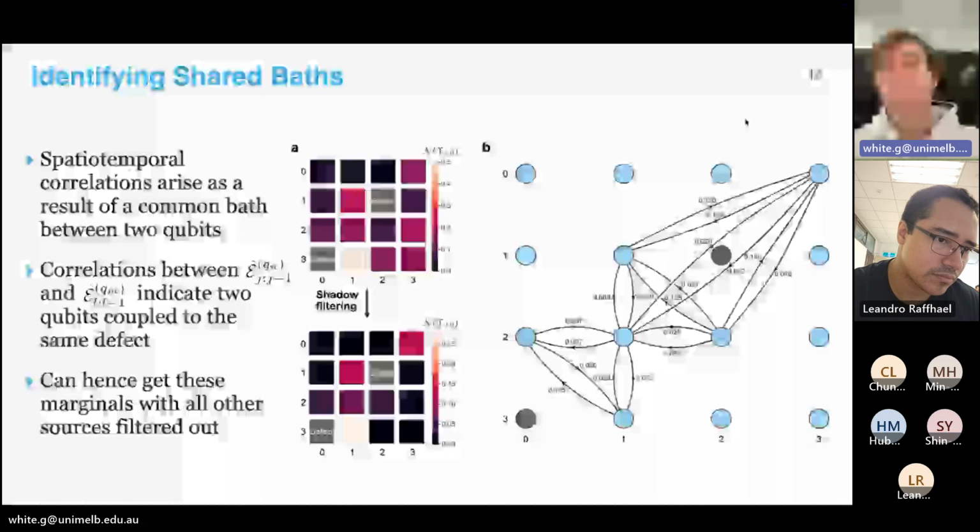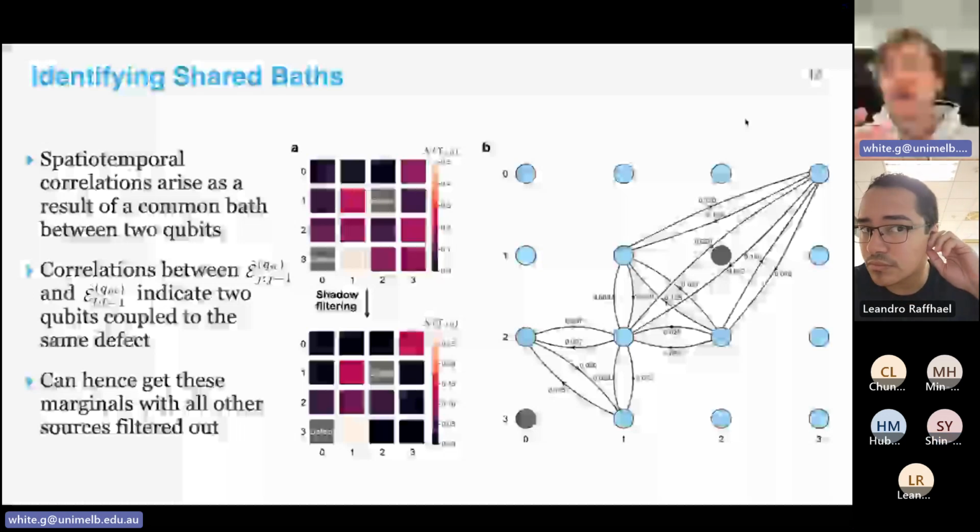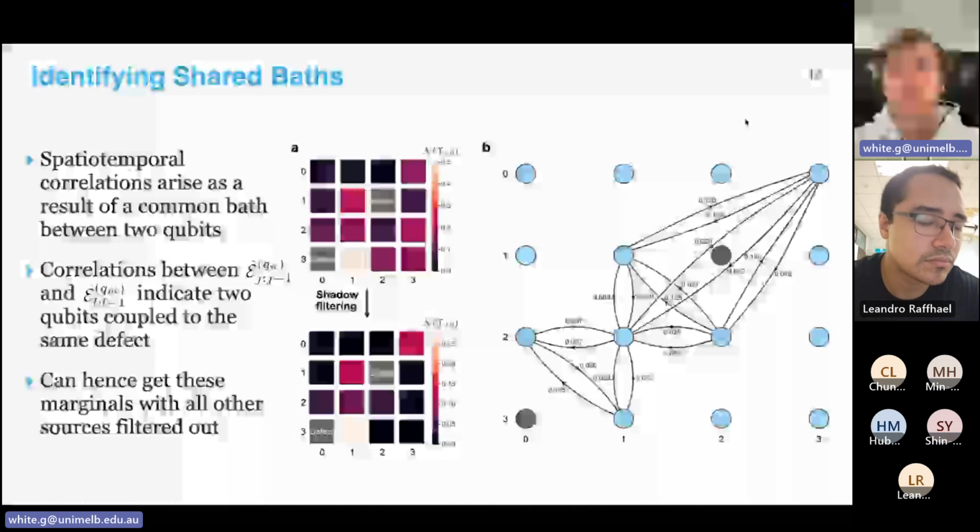So if you were to apply this in practice, you would have a grid of qubits on your device, and you would determine that they don't share a common path, and that would tell you something about the device.